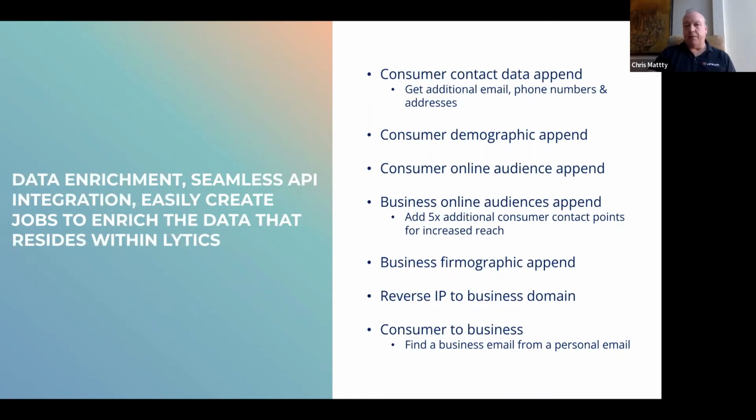Consumer demographic append, where we can take a list of people data within the Lytics environment, and we can add demographic details, upwards of 20, 30, 40 different characteristics, everything from age, income levels, gender, things of this nature. So you might want to market to people that have different characteristics differently. You might want to segment and understand your audience in a much richer way.